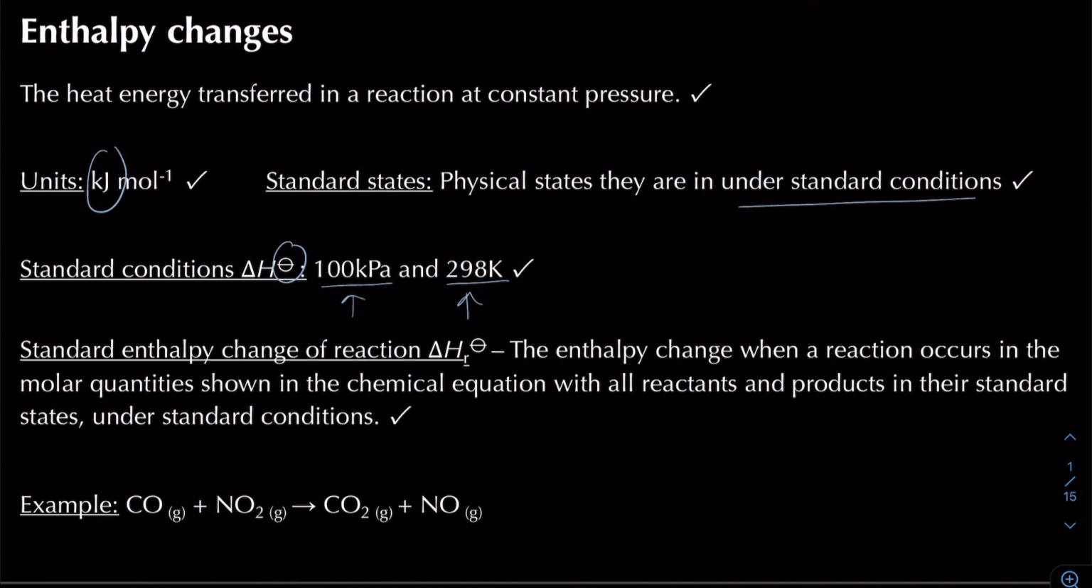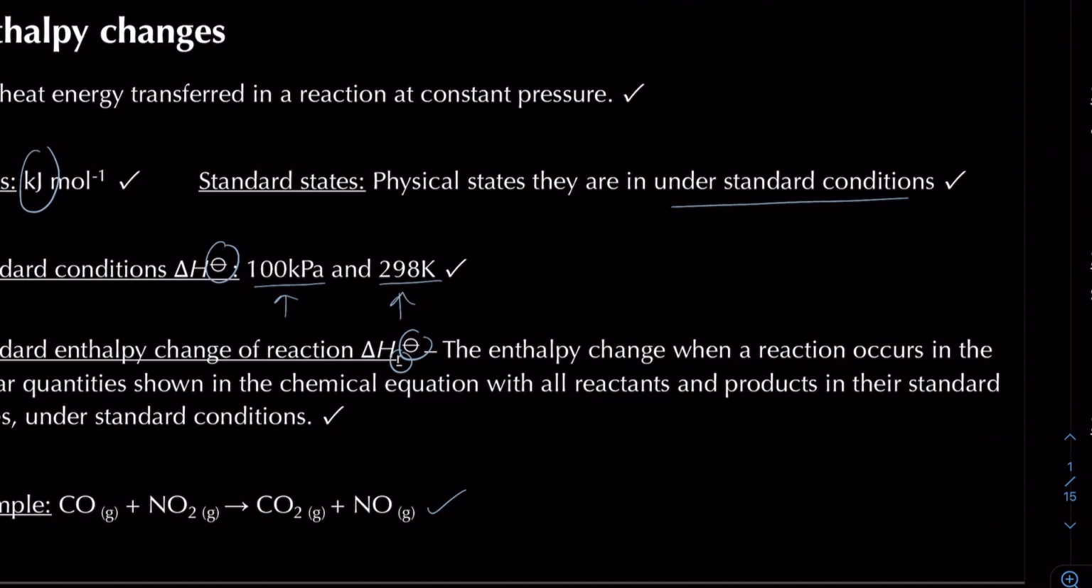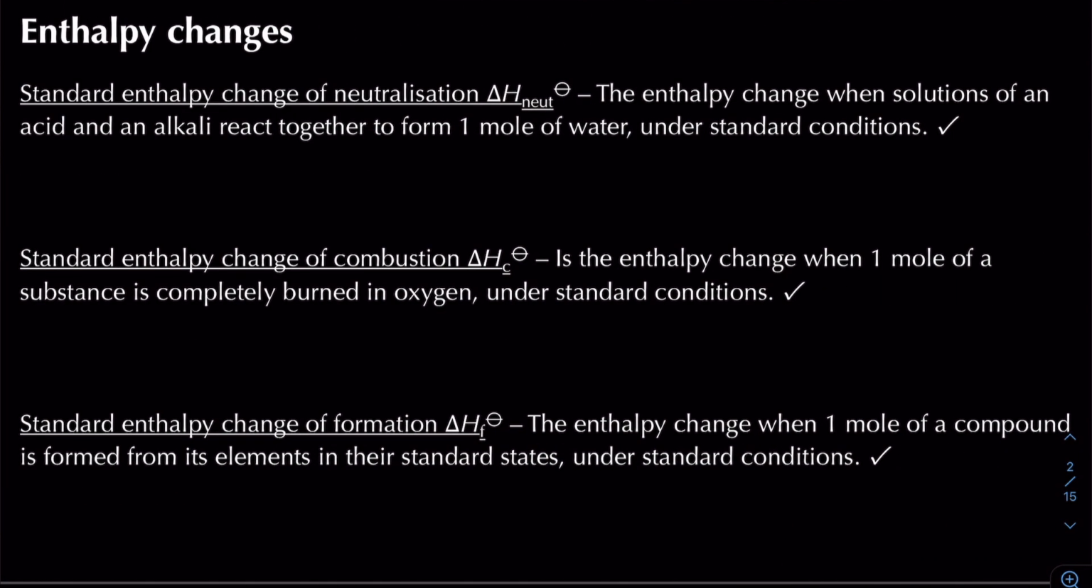The first one, the most basic enthalpy change, is the standard enthalpy change of reaction, which you can see has the symbol delta HR and then our little standard symbol over here. This enthalpy change is when a reaction occurs in the molar quantities shown in the chemical equation, with all reactants and products in their standard states under standard conditions. As an example, I've got here the reaction between carbon monoxide and nitrogen dioxide to form carbon dioxide and nitrogen monoxide. Normally we use the standard enthalpy change of reaction when we can't define our enthalpy change as being either the standard enthalpy change of combustion, neutralization or formation.